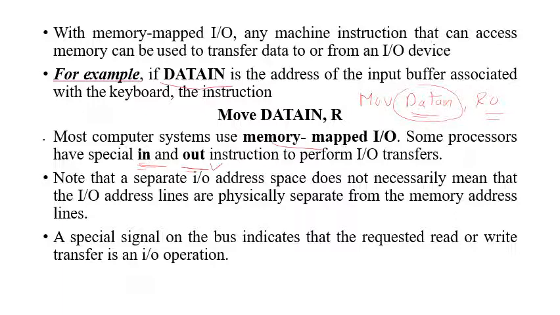Whereas in case of memory mapped IO, you need to directly load the data to the memory location that is dedicated for IO. So it is not required to have a sophisticated instruction that performs the IO operations. As soon as you load here, the data gets reflected. So a special signal on the bus indicates that the requested read or write transfer is an IO operation.